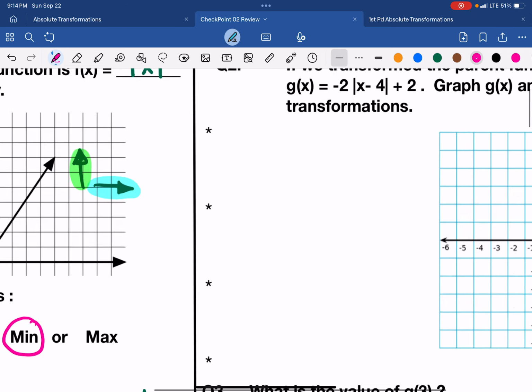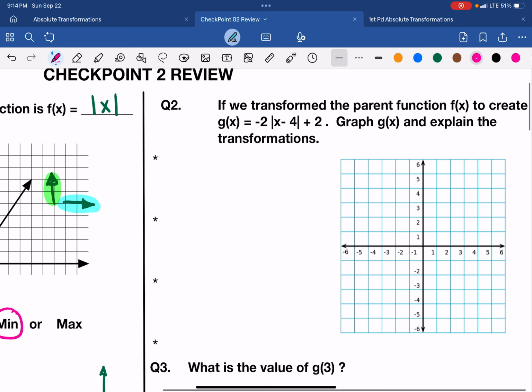Now onto question 2. If we transform the parent function f of x to create g of x equals negative 2 absolute value of x minus 4 plus 2, graph g of x and explain the transformation. So let's start by identifying what each variable is. This is my a. This is my h. Remember, that's the opposite. And this is my k.